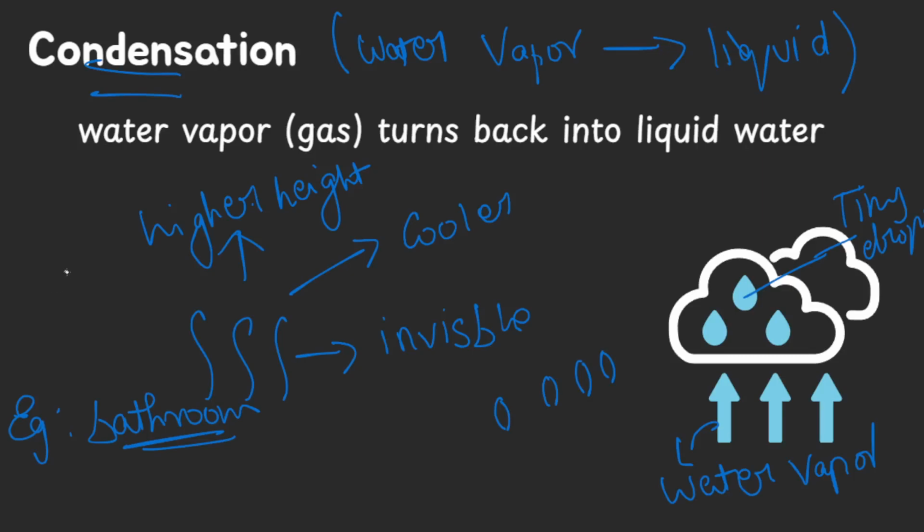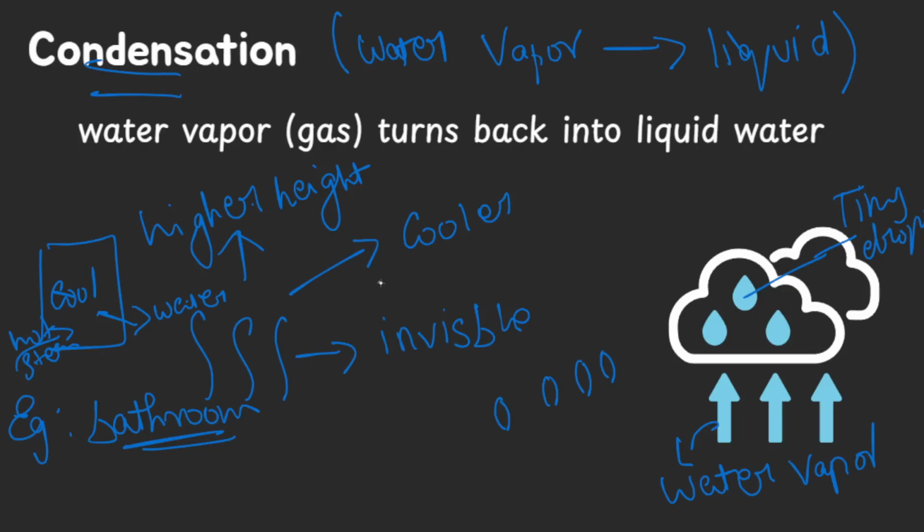If you have a mirror in a bathroom, you can check it out. This mirror is a cooler one. When the hot steam hits the mirror, it becomes water. This is one example of condensation, which means vapor becomes water. So this is known as condensation.